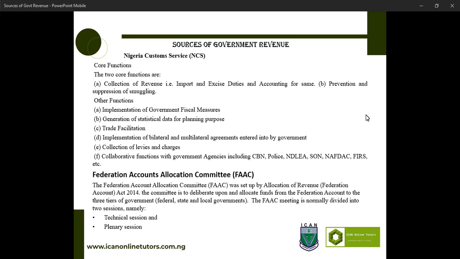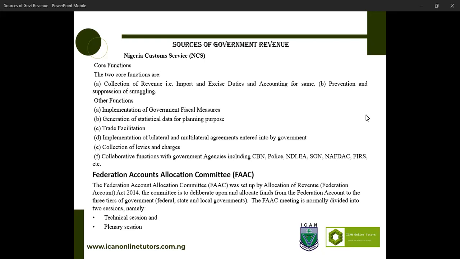So they give a detailed record of all importation and exportation of goods, detailing individual products that are brought into the country and those that will be taken out of the country, for government to make good and vital planning purposes.